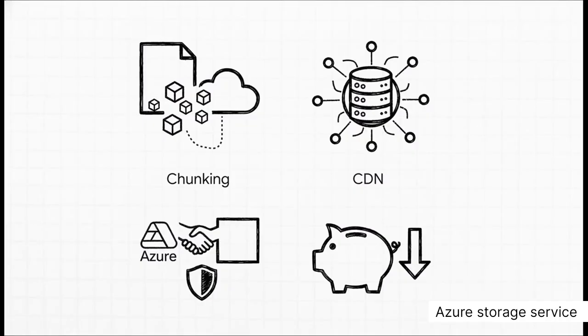And finally, for true production-level mastery, you have to think about optimization and security at scale. This means using techniques like chunking to reliably upload huge files. It means integrating a CDN so your users around the world get fast access. It means using managed identity for amazing keyless security. And of course, always having a strategy to keep your costs down.